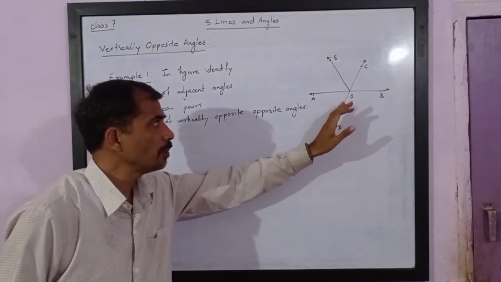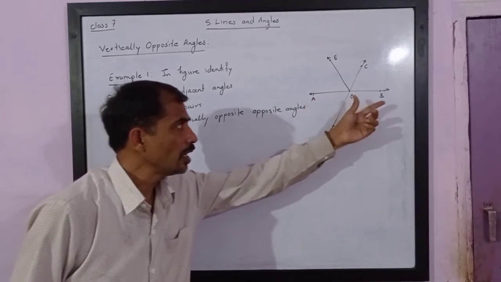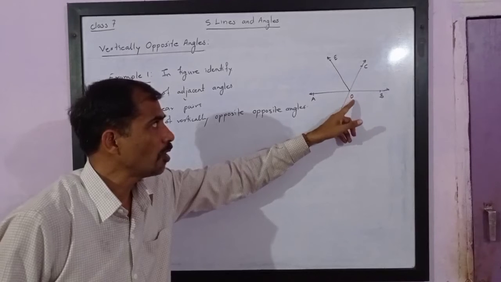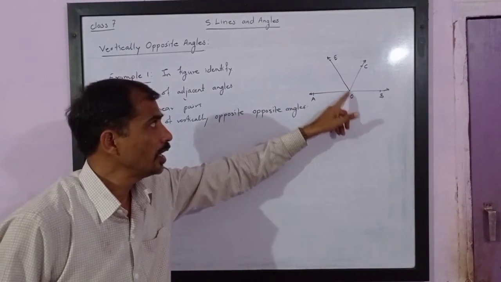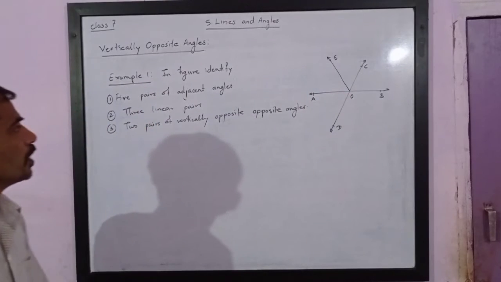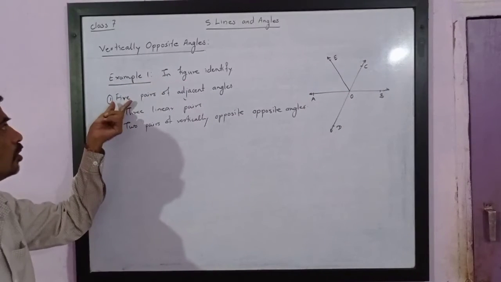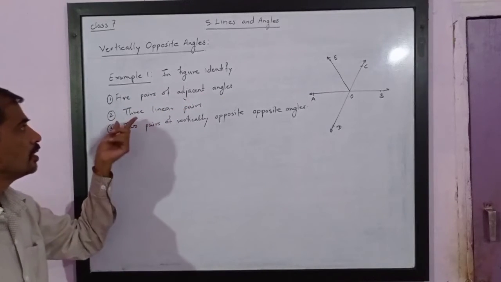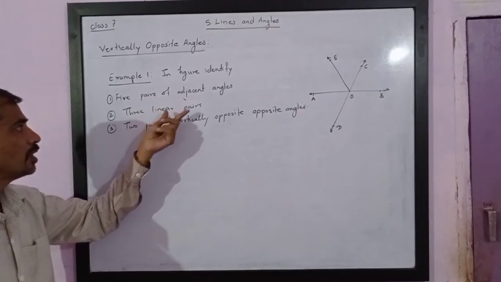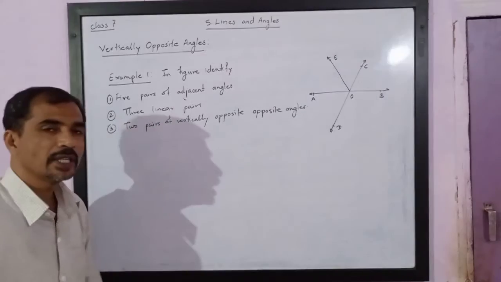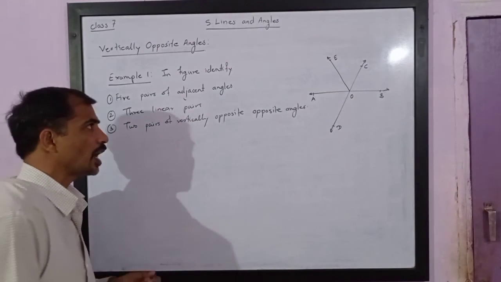We are given a figure in which line AB and line CD intersect at point O, and from O we get another ray, OE, from the vertex O. Then we are asked to write 5 pairs of adjacent angles, 3 pairs of linear pair, then 2 pairs of vertically opposite angles. So let us try.